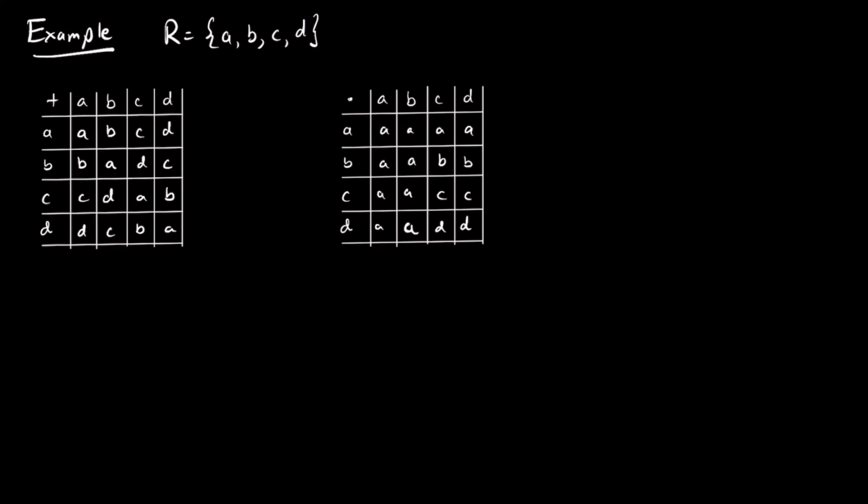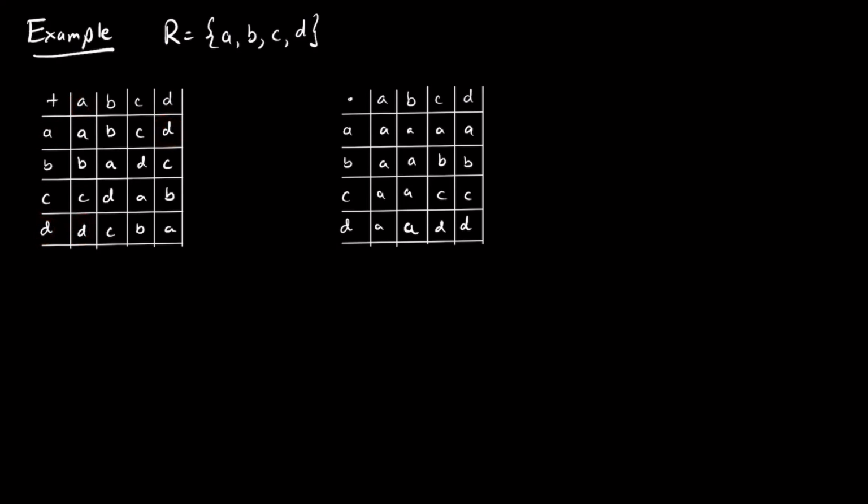We can ask ourselves, is addition commutative? Well, let's take a look. We have that a plus a is a. Great. A plus b, that's b. B plus a, that's b. Great. A plus c, that's c. C plus a, that's c. A plus d is d. And d plus a is d.